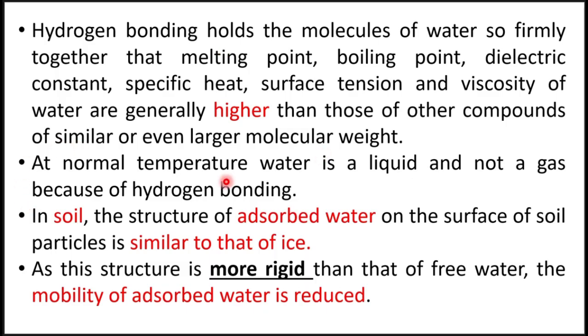So at normal temperature, water is a liquid and not a gas because of hydrogen bonding. In soil, the structure of adsorbed water on the surface of soil particles is similar to ice. So adsorbed water is very strongly held to the soil. Its structure is similar to that of ice. As this structure is more rigid than that of free water, the mobility of adsorbed water is reduced. We know that adsorbed water mobility is very low. It is because its structure is similar to that of ice. We will see the structure of ice in the coming slides.